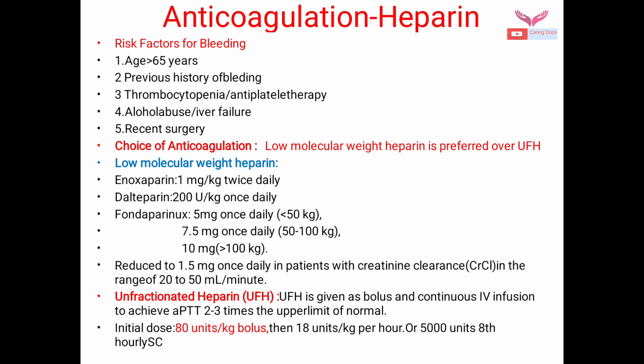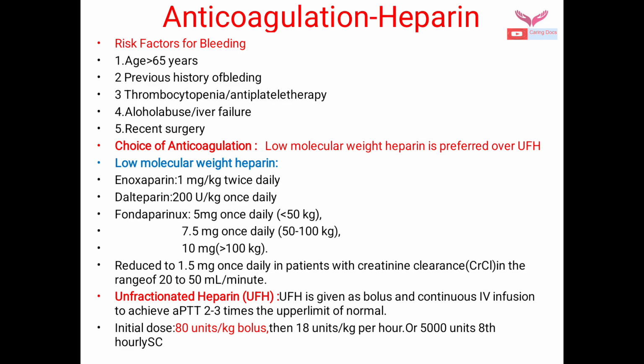The choice of anticoagulation is low molecular weight heparin. It is preferred over unfractionated heparin. Low molecular weight heparins are enoxaparin, dalteparin, and fondaparinux. Unfractionated heparin is given as a bolus and continuous infusion to achieve an APTT of 2 to 3 times the upper limit of normal.